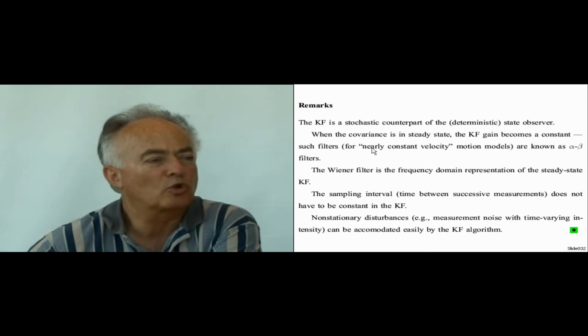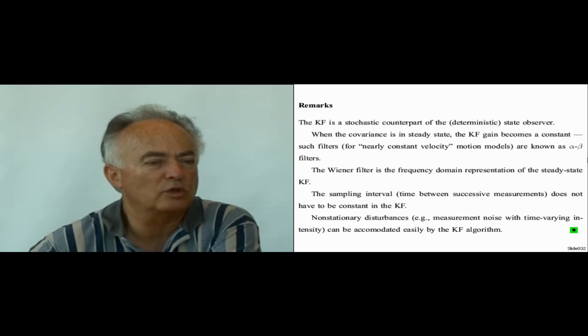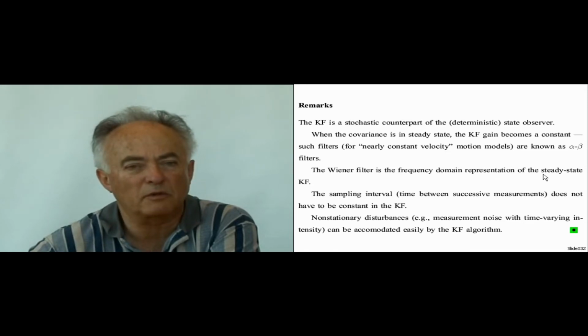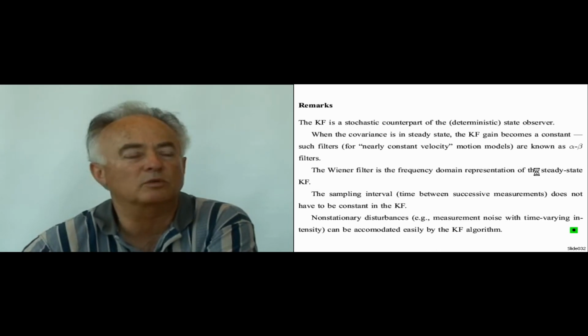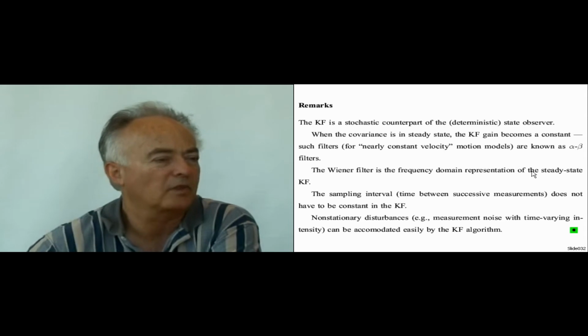Now, such filters have been known for quite a few years, from the 1950s as a matter of fact, when they are for so-called nearly constant velocity motion models, are known as alpha-beta filters. Now, the Wiener filter is really the frequency domain counterpart of the steady-state Kalman filter. But obviously the Kalman filter does not require stationarity, but under stationarity conditions it will coincide with the Wiener filter.